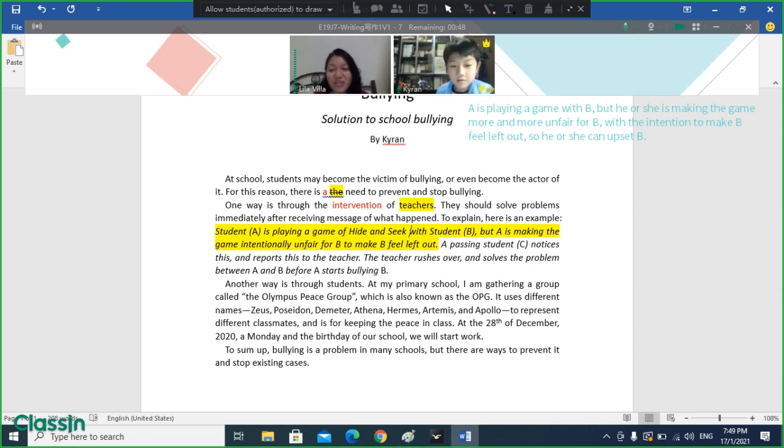Okay, a passing student notices this and reports this to the teacher. The teacher rushes over and solves the problem between A and B before A starts bullying B. Okay, that sounds simple enough and still quite benign. So solving the problem in the early stages would be easier than letting it go too far. Okay. So another way is through students.